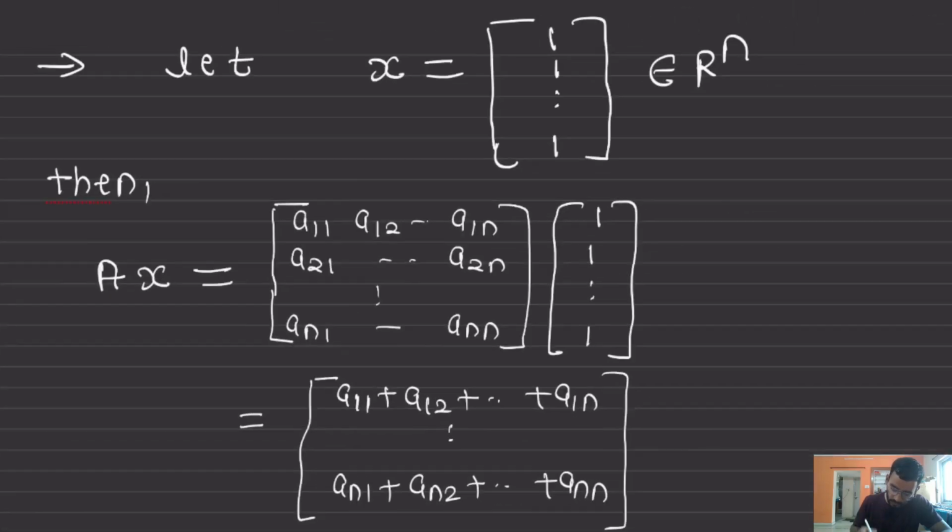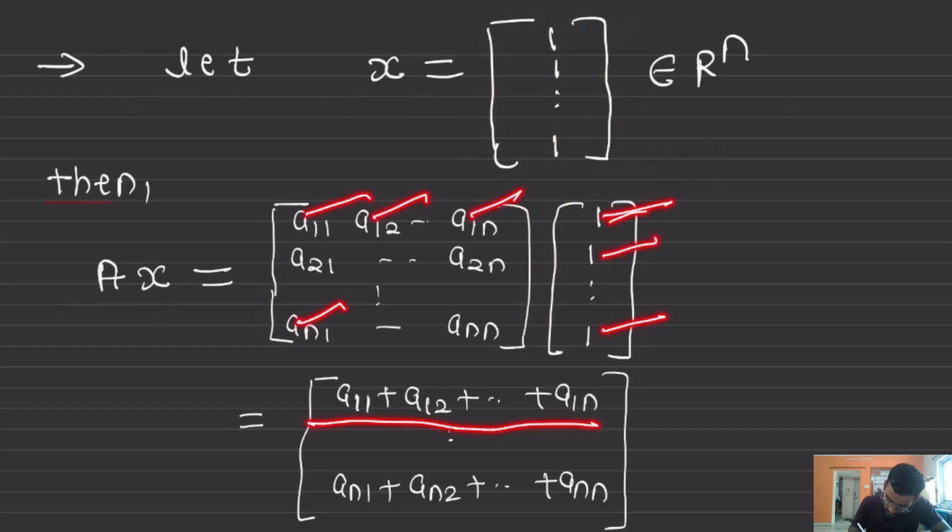Okay, let us take this vector x, which consists of each element 1, and is an n dimension vector. If we look at Ax, then this is nothing but the matrix A multiplied with the vector x. If we multiply this, we will get a11 into 1 plus a12 into 1 plus a1n into 1. This we will get as the first element. An1 into 1, an2 into 1, ann into 1. This we will get as the last element. Similarly, we will get the others.